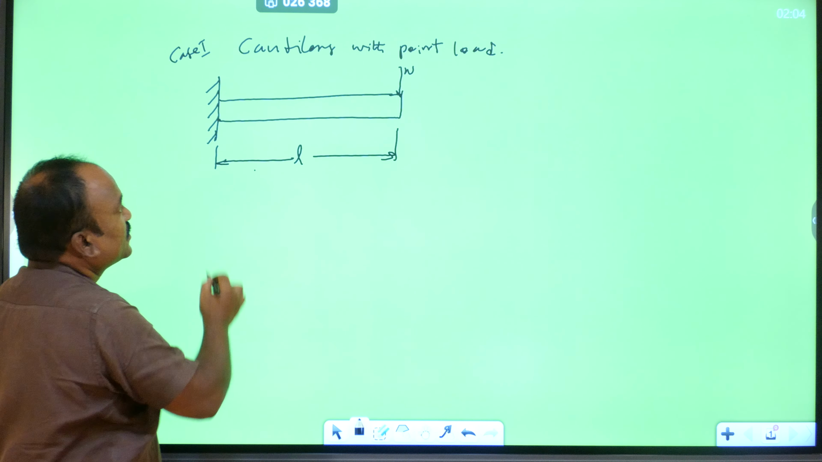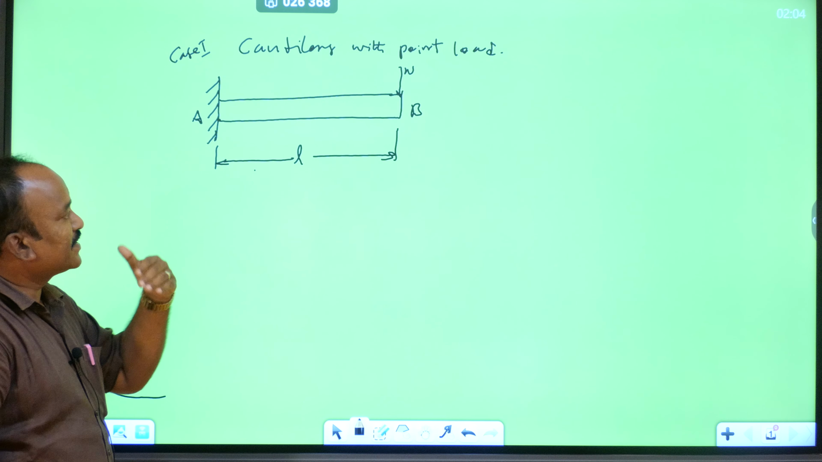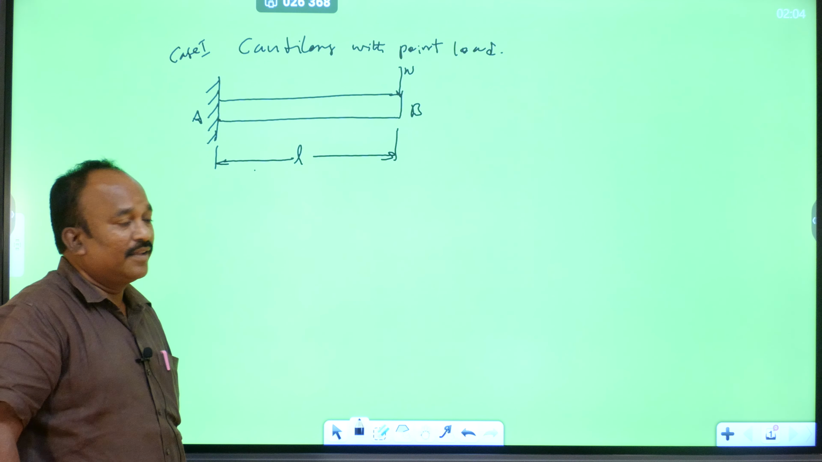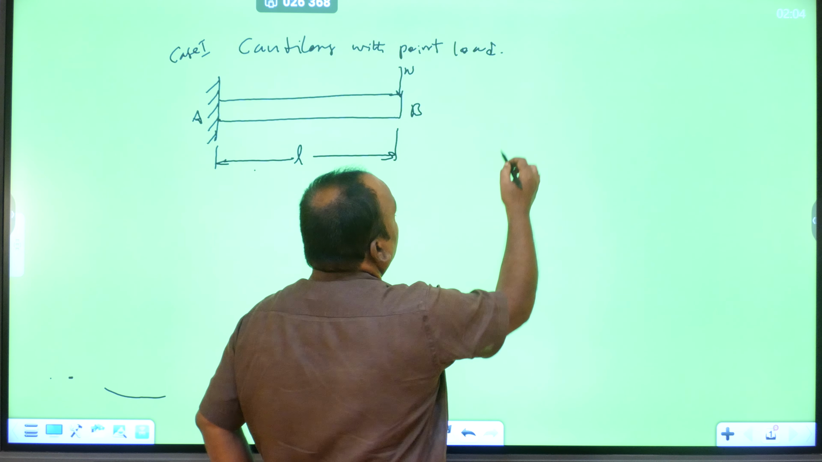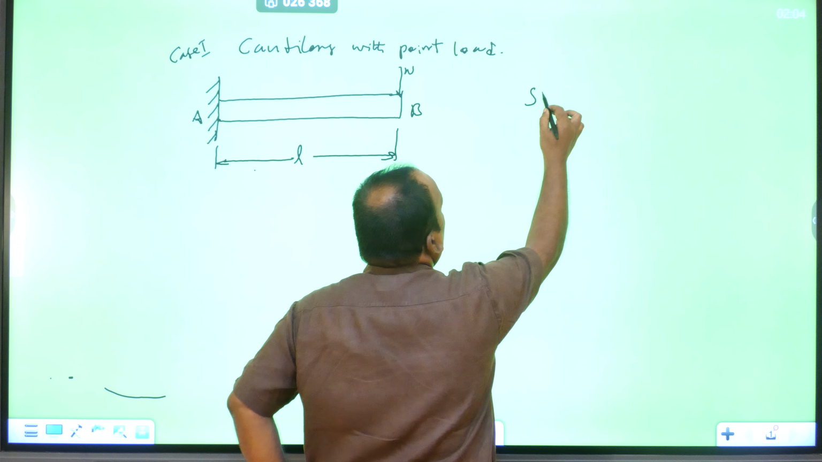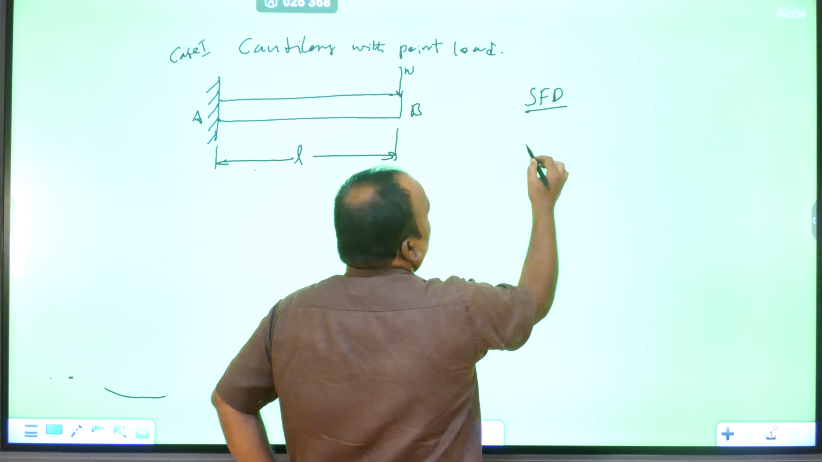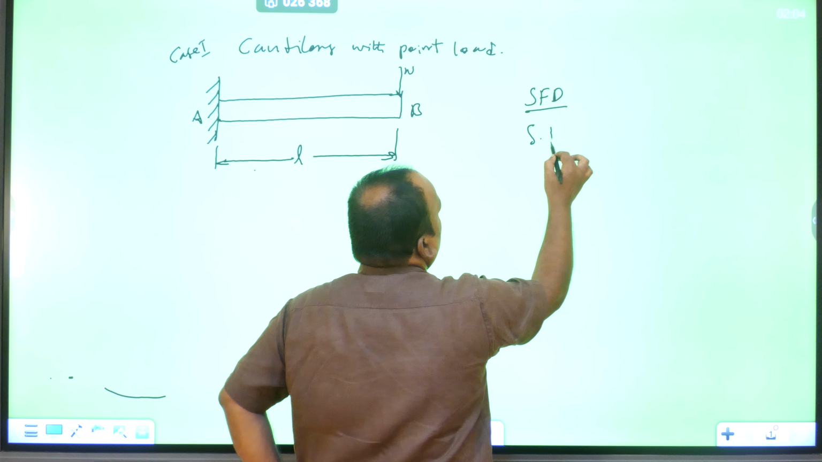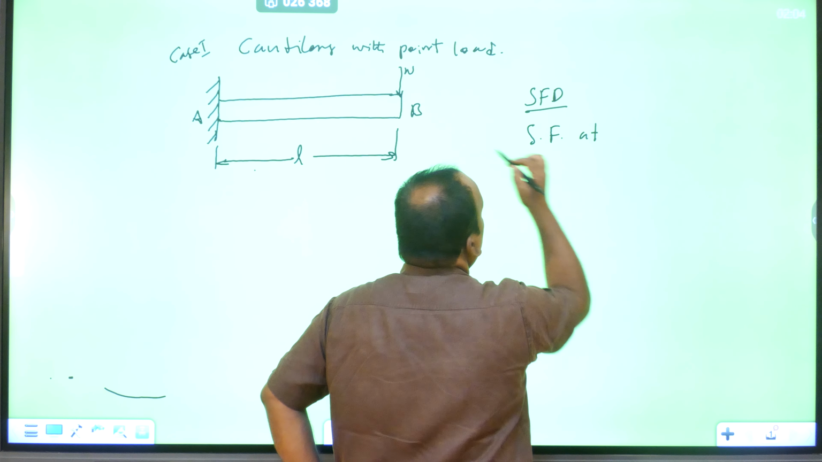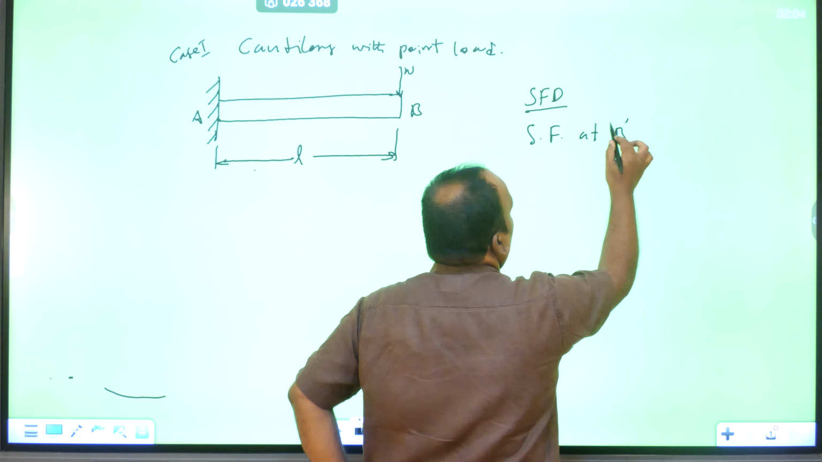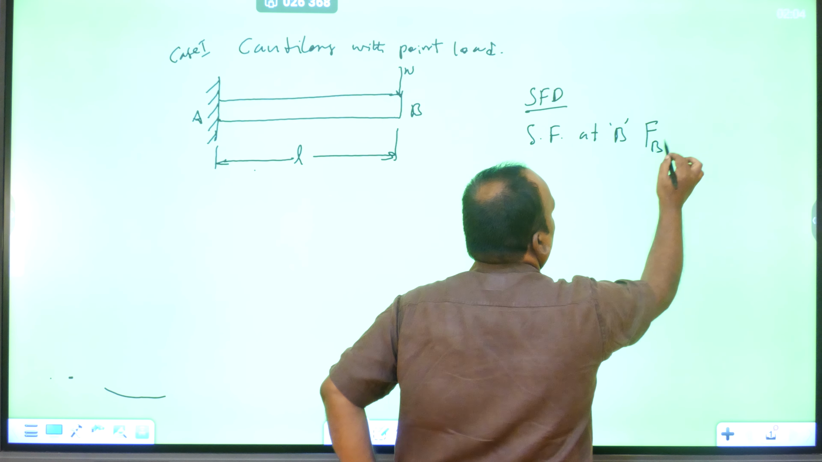First calculate the shear force, then draw the shear force diagram. Next calculate the bending moment, then draw the bending moment diagram. So first calculate the SFD. Shear force at B means F of capital B.